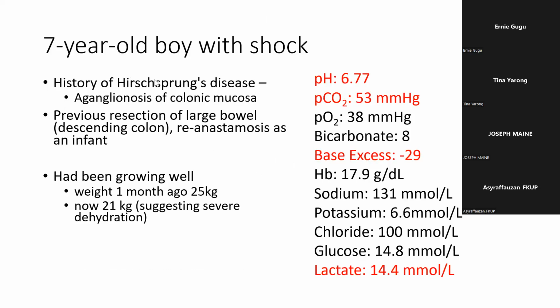He'd had a history of Hirschsprung's disease from birth, and as I said, he'd had a resection of the large bowel, just the descending colon, and then it was reanastomosed. So he'd had quite a good operation that for 6 years had done him very well, and he'd been growing well, and he was now 25 kilos. And this was his blood gas when he came in. I just want you to try to interpret this blood gas. What do you think it means?